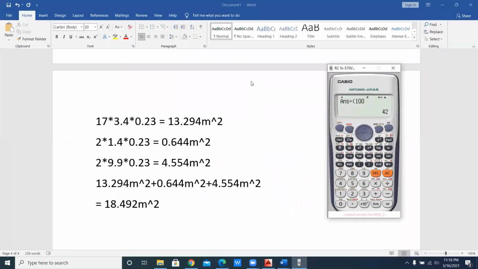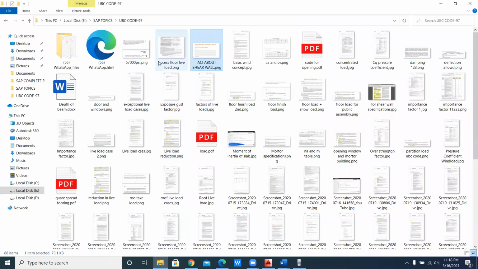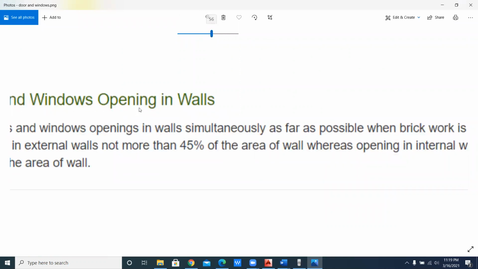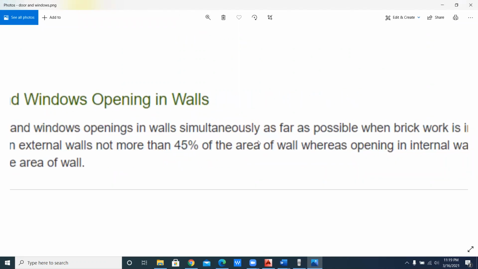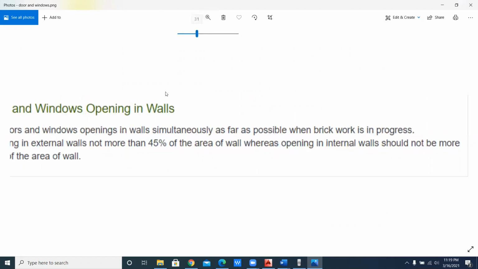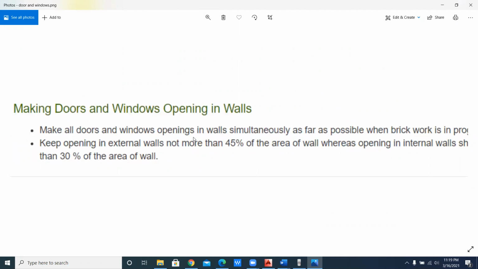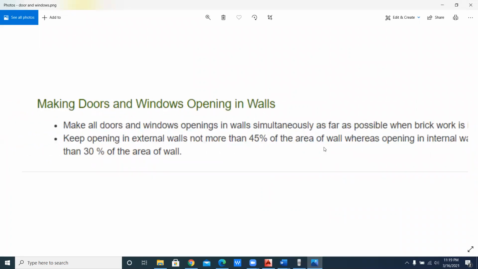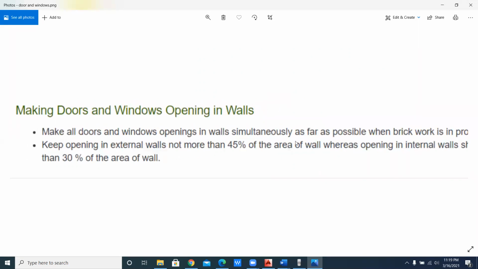Now, if we follow the direct technique, then what does the code say about door and window? If we follow direct opening, then you can see here it says to make all door and window openings in a wall simultaneously as far as possible when brick working is in progress. It says that whenever your brickwork is in progress, it means that your work on the building is going on, then at that time you should provide the opening. Otherwise, if you can't provide the opening at that time, then you can provide it as far as possible.